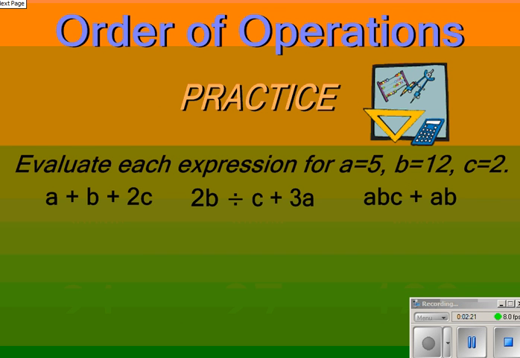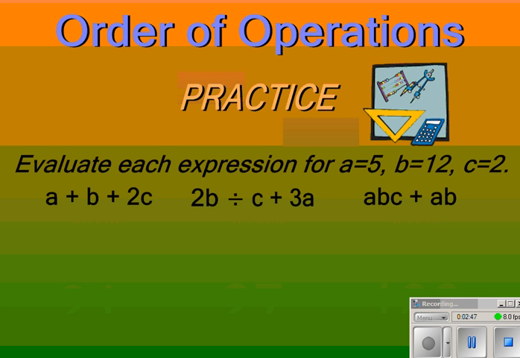Okay, so let's look at this one. We're going to evaluate each expression for A equals 5, B equals 12, and C equals 2. So let's look at this first one together. We have A plus B plus 2C. What is the first step that we should do when we're evaluating an expression? Yes? We should substitute the variable. So I would start with this.